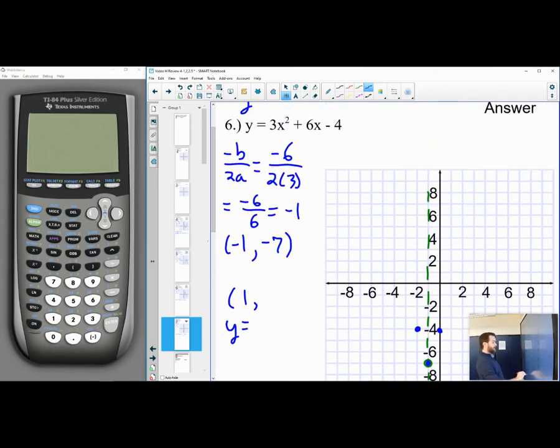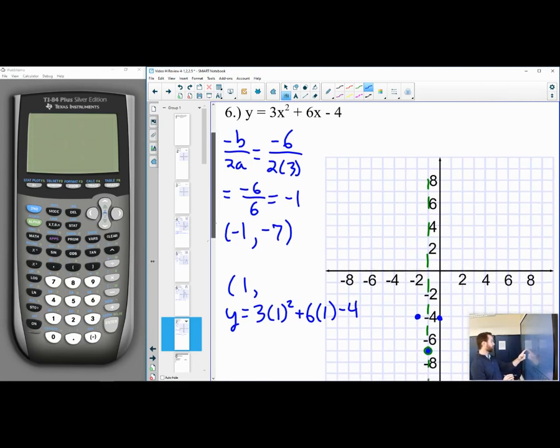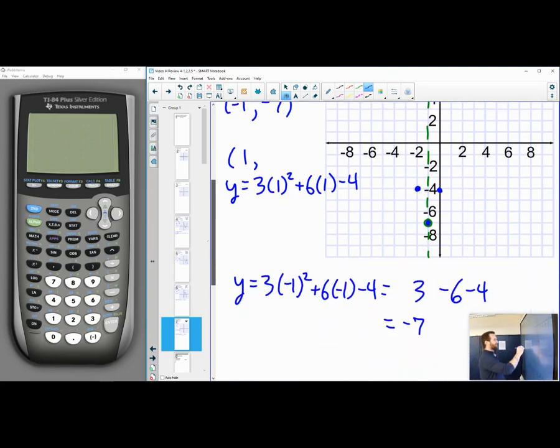It becomes y equals 3 times 1 squared. If you're good enough to skip some of these steps, that's a good thing. I'm just showing all my work. I don't want to lose anybody. 3 times 1 squared, 6 times 1, negative 4. Okay, good. I guess we can just fill this in right here. Well, 3 times 1 squared is 1. 3 times 1 is just 3. Plus 6 times 1 is 6. Minus 4. And this becomes, let's draw a line just to separate those two steps.